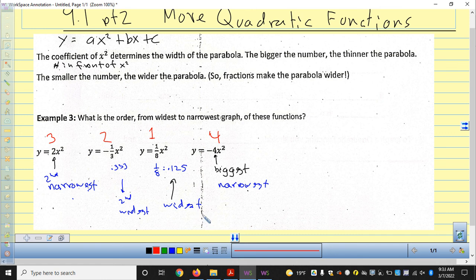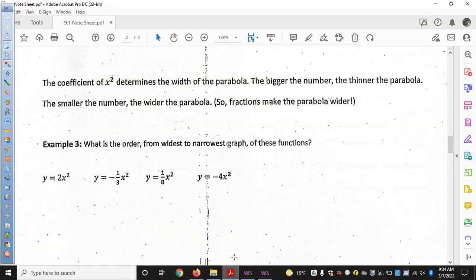So a fraction makes our parabola wider. A bigger number makes it more narrow. So now we know the negative in front of the x squared part makes it open up or open down. The number decides whether it's wide or narrow. Now we're going to talk about how we move our graph up and down on the y-axis. So that's what the next part of the note sheet is about.